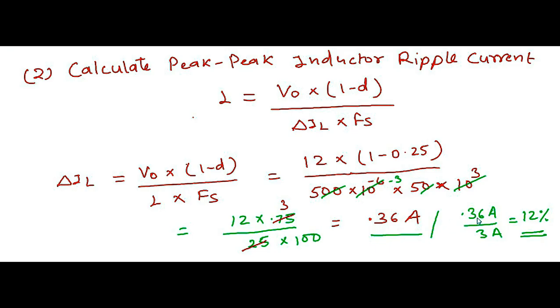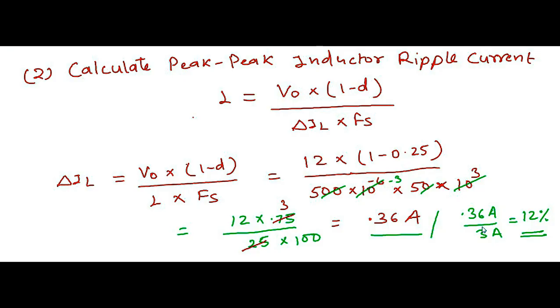And if you now calculate the percentage of the peak to peak inductor ripple current, 0.36 ampere divided by 3 ampere, you're going to get 12%. That means your load current is 3 ampere and you are getting 0.36 as the peak to peak inductor ripple current. That means your peak to peak inductor ripple current is 12%, which means that your buck converter is operating in the continuous conduction mode. The mode of operation of your buck converter is CCM.